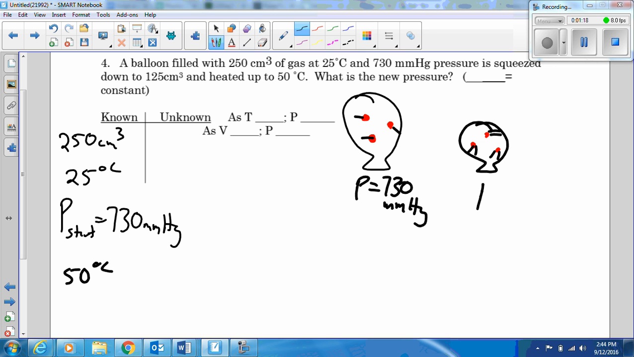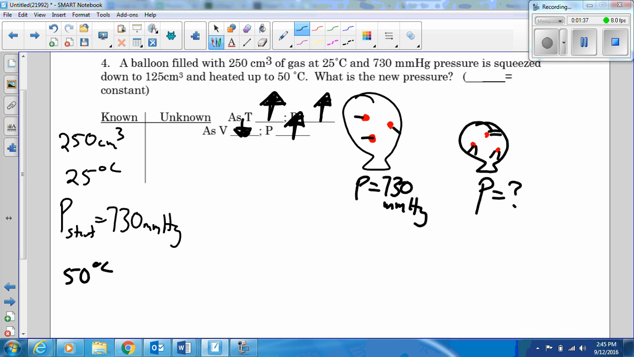And I want to know what the pressure is on this one. Well, the temperature is getting bigger, so I know the pressure is going to get bigger. So the pressure was 730, it's going to get even bigger. The volume is getting smaller, and that's going to make the pressure get bigger. There's 2 things that are making this pressure get bigger.